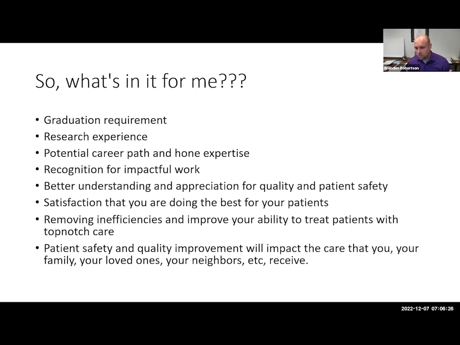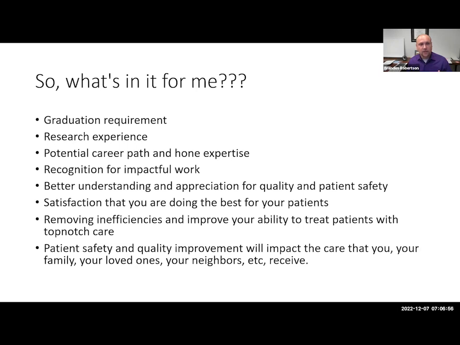There are career paths within many of your careers that may take you to quality work. Our chief quality officer, Dr. Susie Kramer, an internal medicine provider, had a career path that took her through quality, and now as the chief quality officer she still practices as well. You'll have a better appreciation for the complexities in healthcare delivery and what role you're going to play.